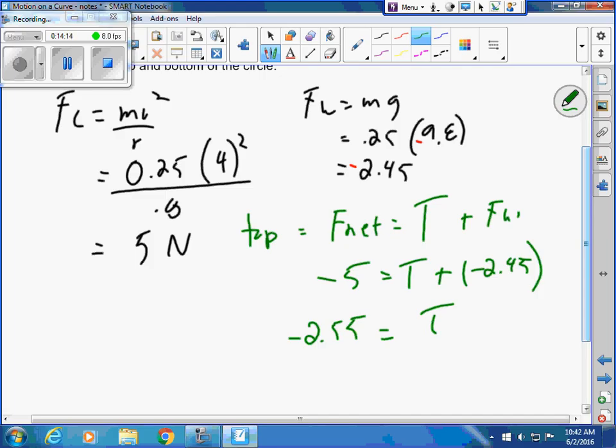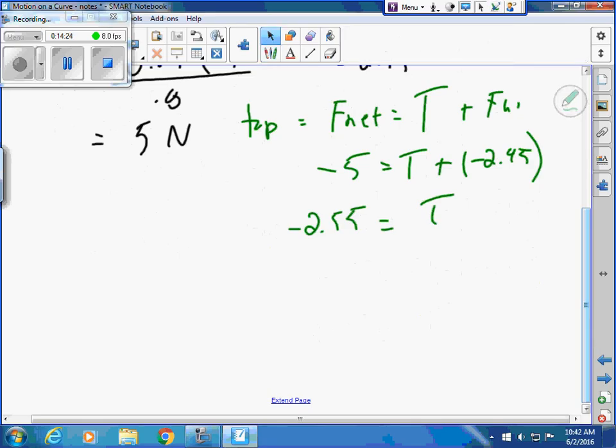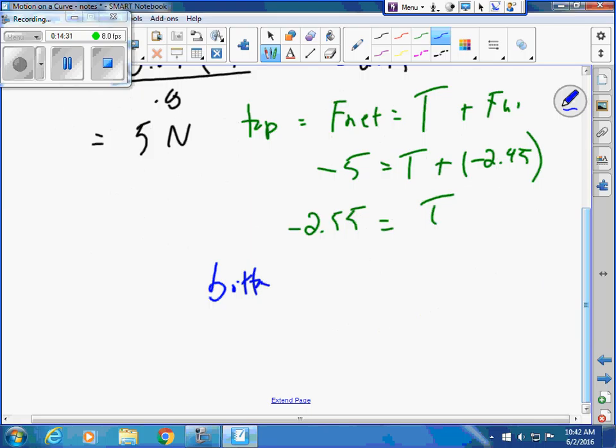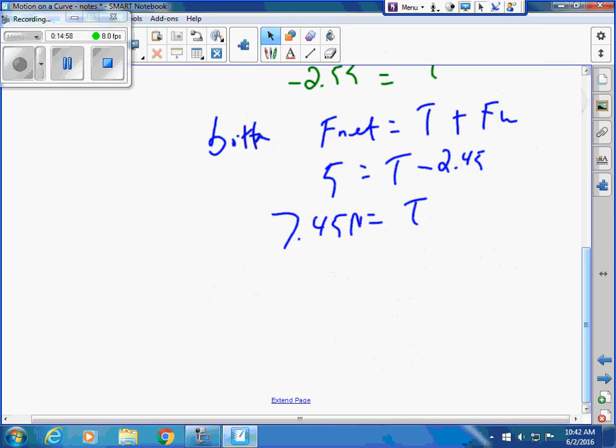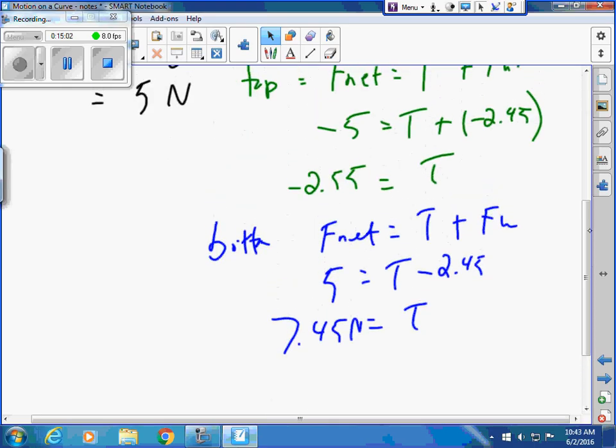Easy enough. What's different on the bottom? It's exactly the same thing. There's only one small change. I'll do it in blue at the bottom. The net force, again, is the tension plus the weight force, but that 5 is up at the bottom. So it's going to be +5, solve for tension. This, again, is -2.45, goes to the other side, and you get a bigger tension, 7.45 newtons. Generally, tension isn't shown with a direction, but I'm not going to get too excited about that negative right here.